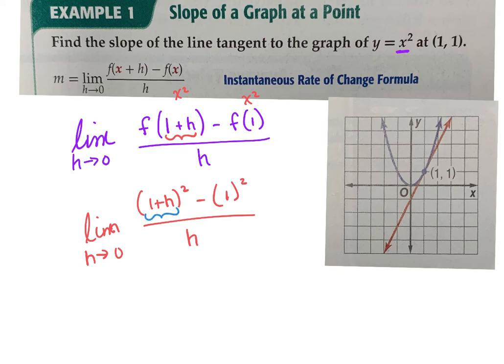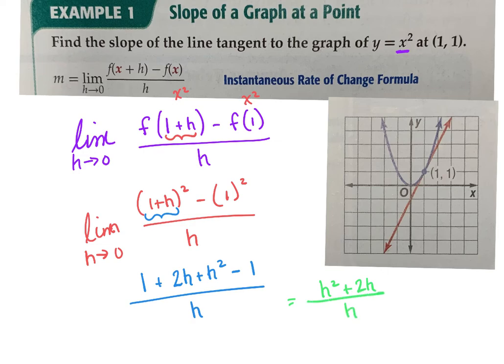Well, I FOIL him, right? 1 plus h times 1 plus h. So I have 1 plus 2h plus h squared. Everybody agree with that? Minus 1? Yes. All over h. Can I simplify my numerator? Yes, right? I basically have h squared, I'm going to put it in order, plus 2h all over h.